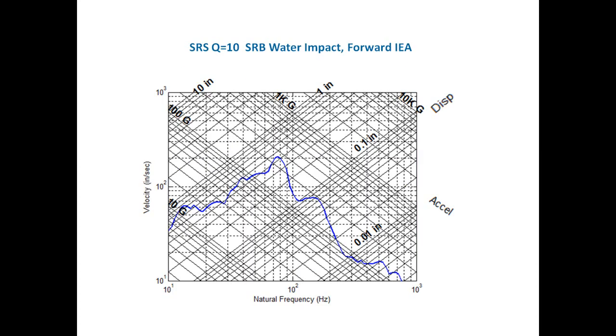So here we have a four-coordinate plot, or tripartite SRS, Q equal to 10, for the SRB water impact as measured near the forward IEA location. So we have velocity in inches per second and natural frequency in hertz. And we can see that the peak pseudo-velocity is just a little bit over 200 inches per second.